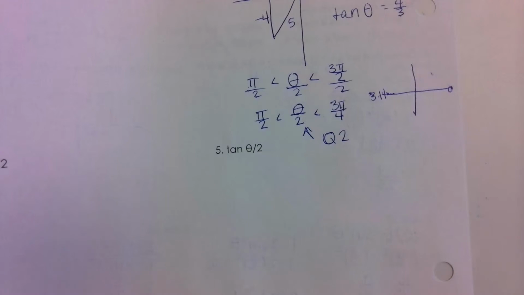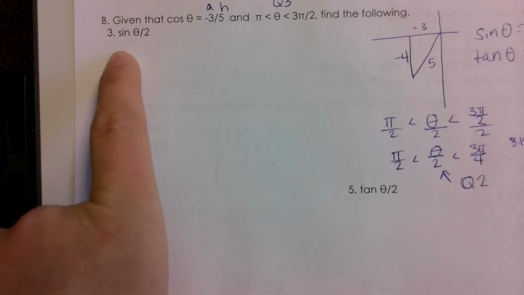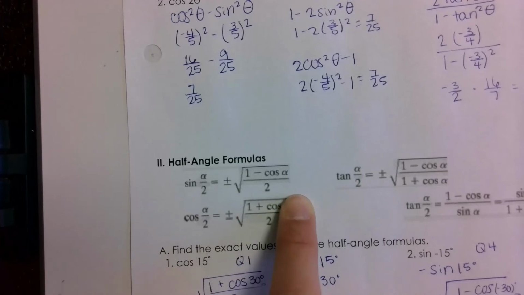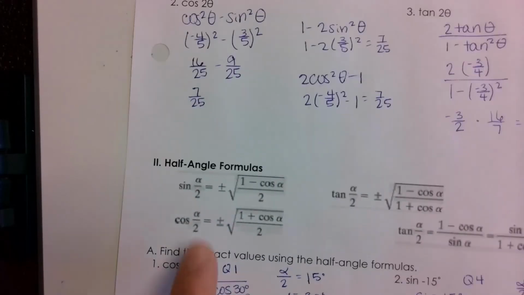So we know that our angle theta over 2 is going to fall in quadrant 2. That's going to help us pick our signs for the rest of the stuff. So for the first one, we're doing sine of theta over 2. We'll be pulling that formula from the front. And in quadrant 2, is sine positive or negative? Positive. So we'll be doing the positive square root.